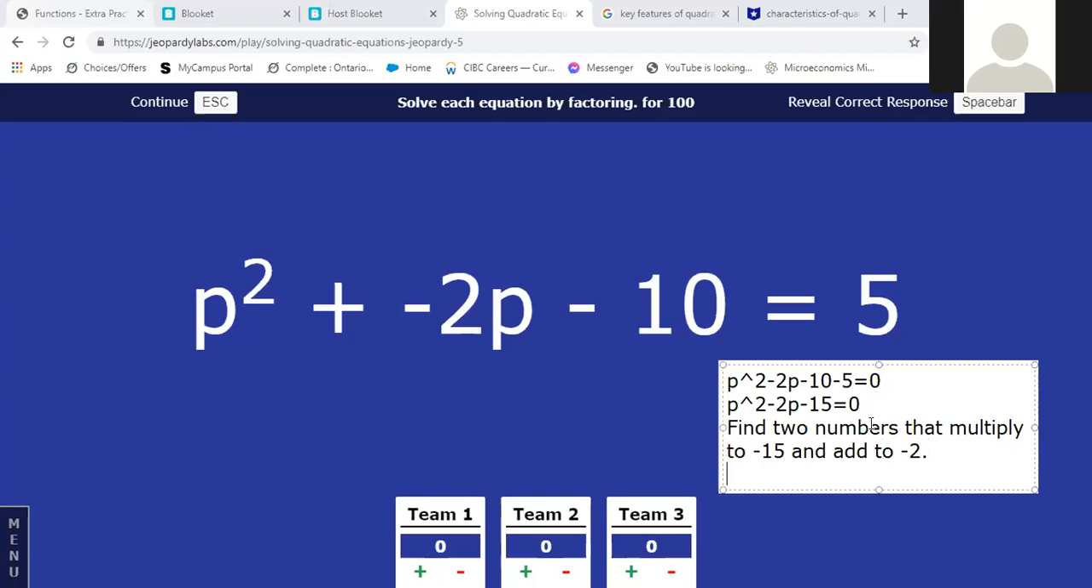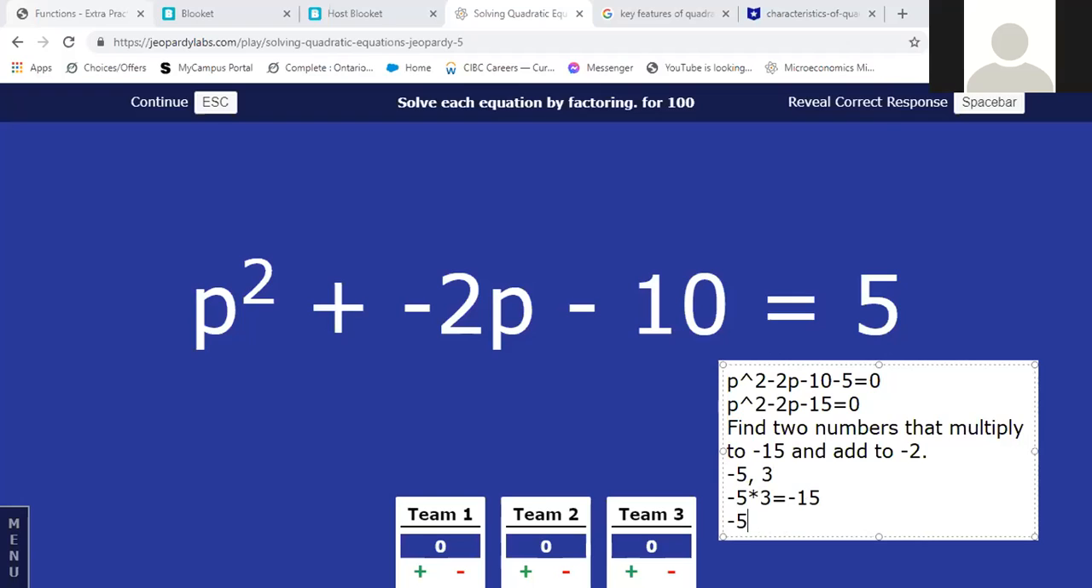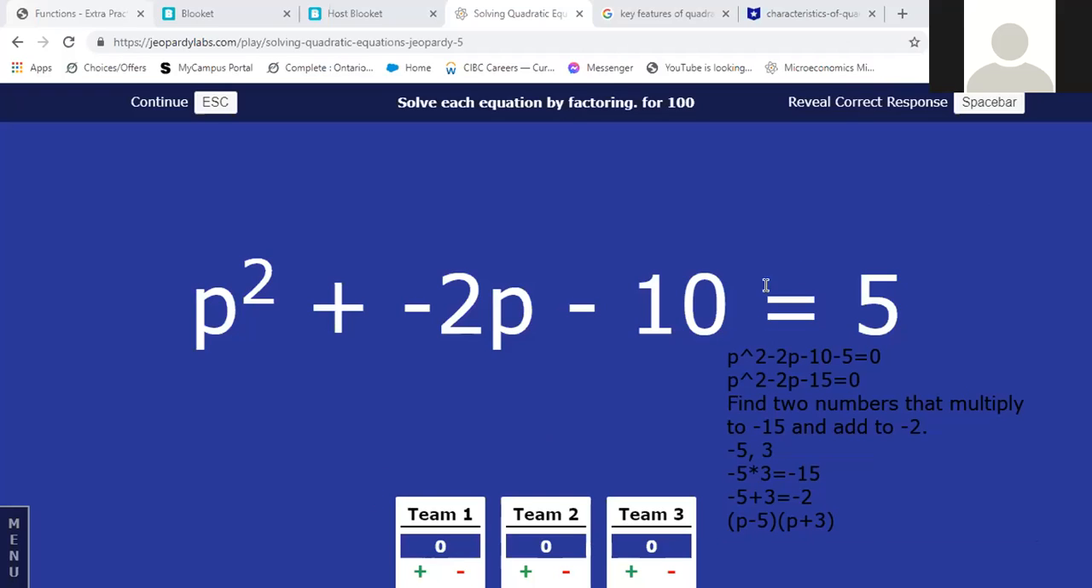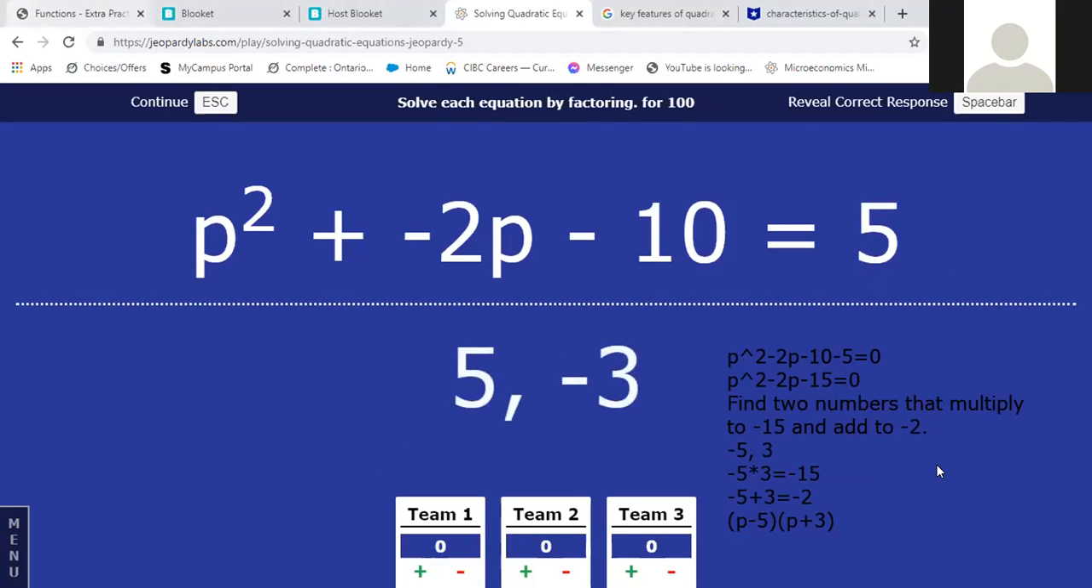So it'd be -5 and 3. So, -5 times 3 is -15. -5 plus 3 is -2. So then you put that in. So now you put that in. That's fully factored. So let's say you do that one. So yeah, that's how you do that one.